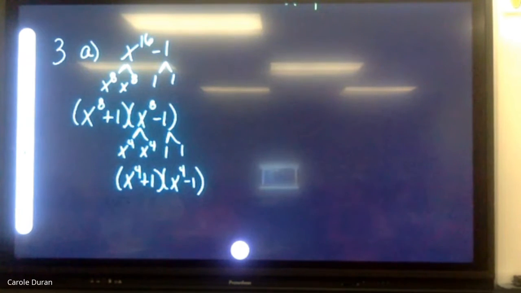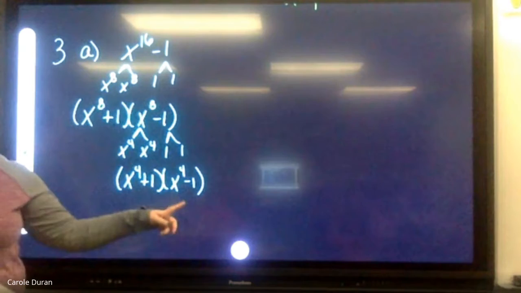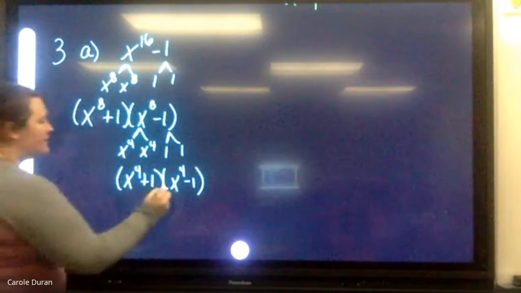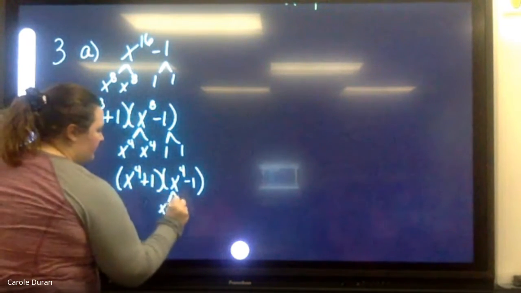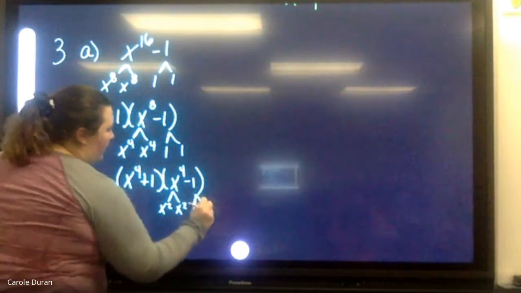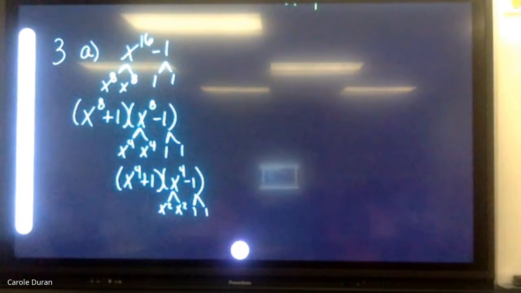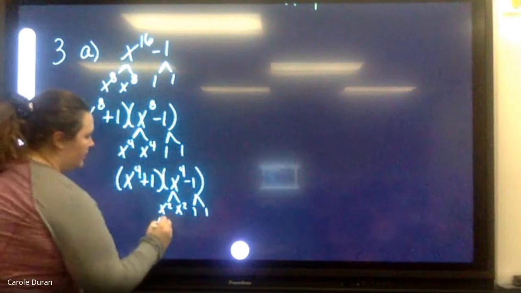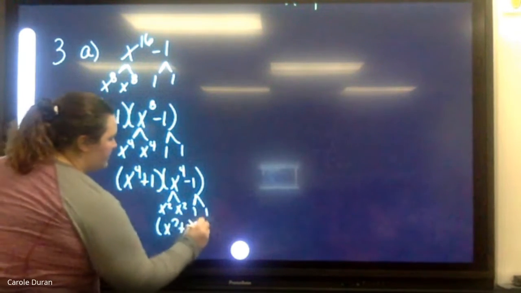And then I get to do it again because I have x to the fourth minus 1. X to the fourth is x squared, x squared. 1 is 1 and 1. So then that one breaks down farther into x squared plus 1 and x squared minus 1.